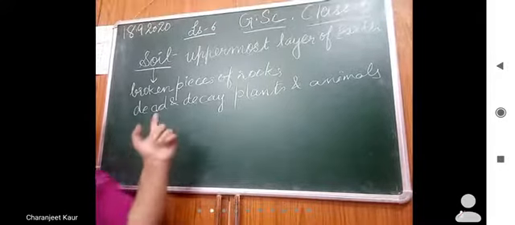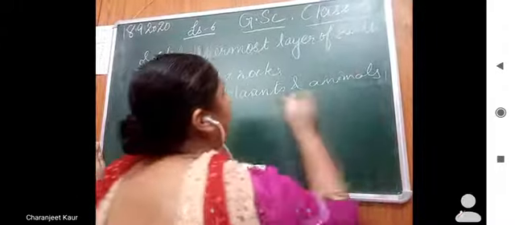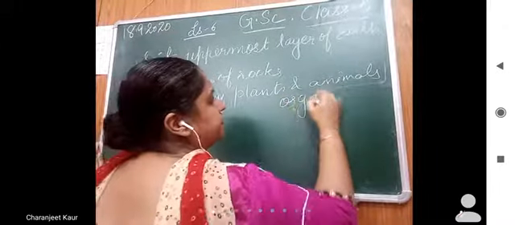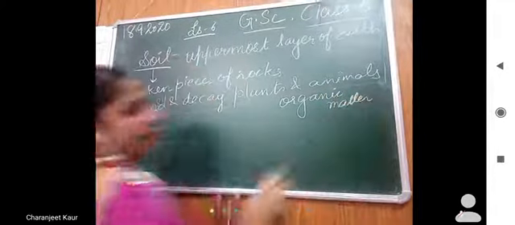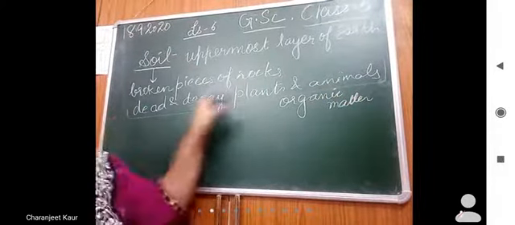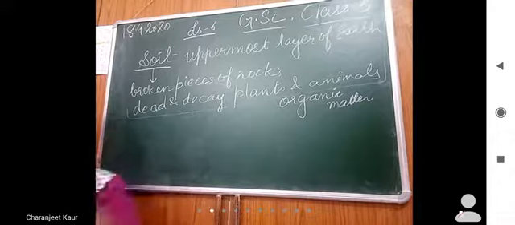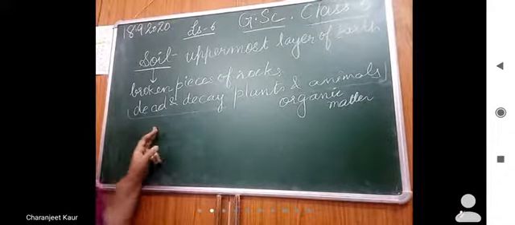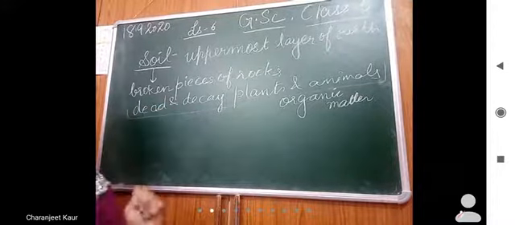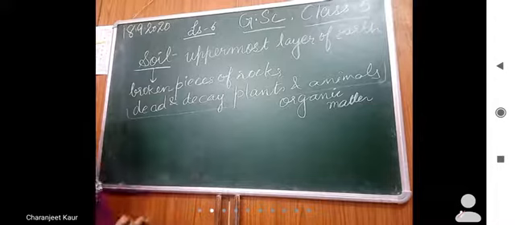It is also known as organic matter. What do we call this word? Organic matter. What is organic matter? It is dead and decaying parts of plants and animals that add minerals to the soil. Because of addition of these minerals, soil becomes fertile and plants are able to grow on this soil, right?